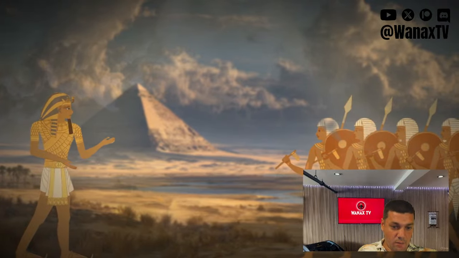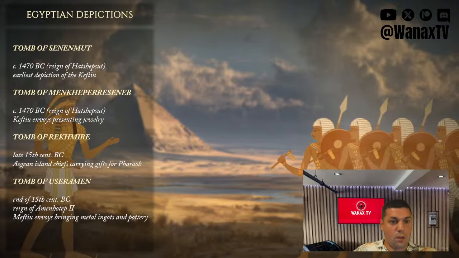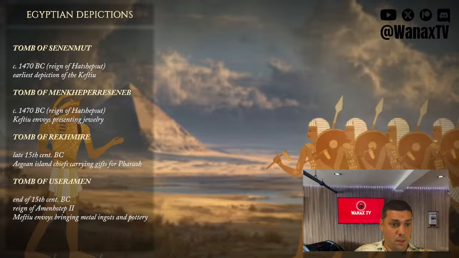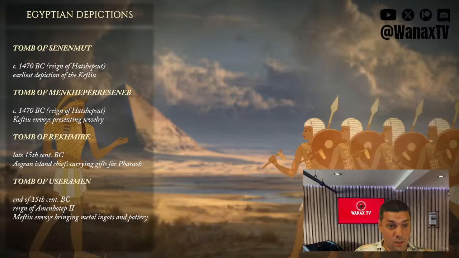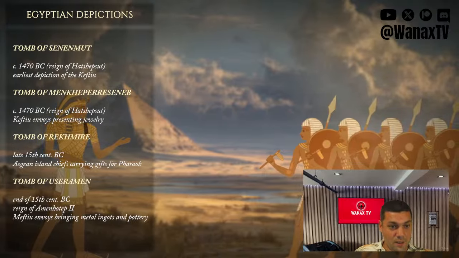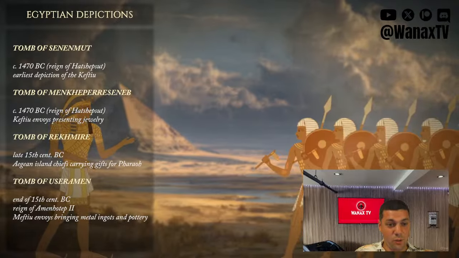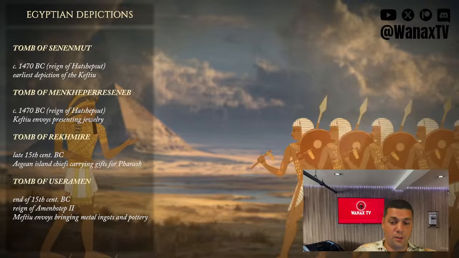And now we have the fourth depiction that I put here, the Tomb of Usaramen, and this is dated to the reign of Amenhotep II. We have Keftiu. I wrote Meftiu, I misspelled this. So it's Keftiu envoys bringing metal ingots and pottery.